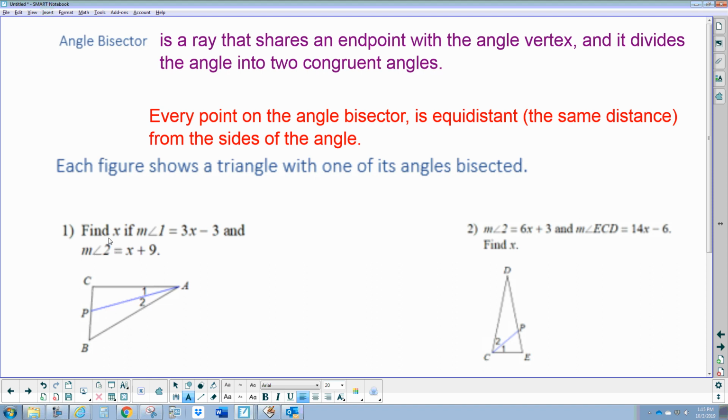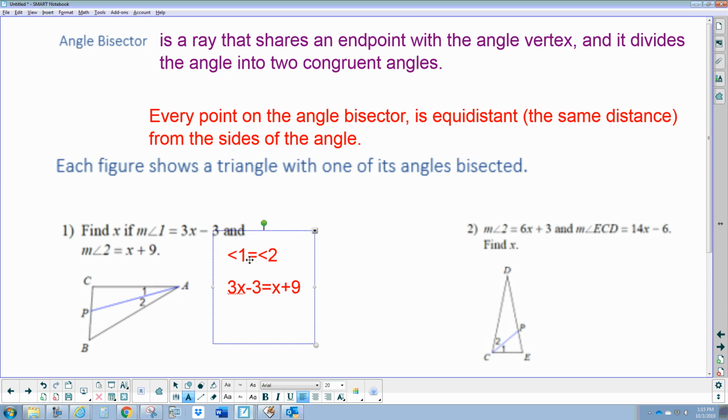Okay, so in the first problem, it says find x if the measure of angle 1 is 3x minus 3 and the measure of angle 2 is x plus 9. Well, we know that because AP is an angle bisector, angle 1 equals angle 2. So we can come up with an equation that sets those two equal to each other. So 3x minus 3 is equal to x plus 9. And then we can use algebra to solve for x.